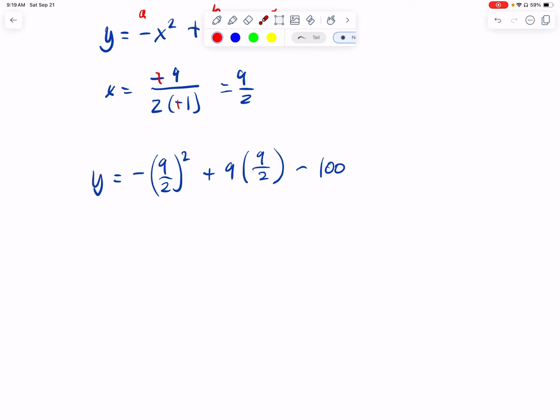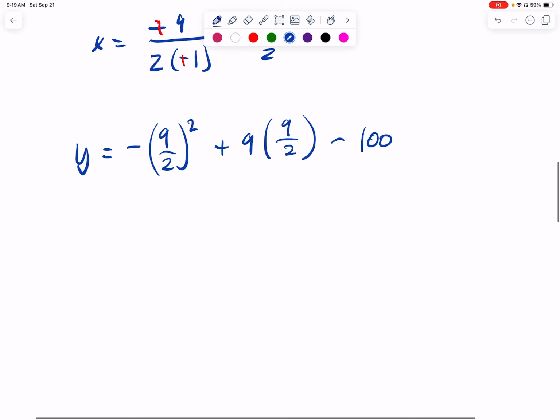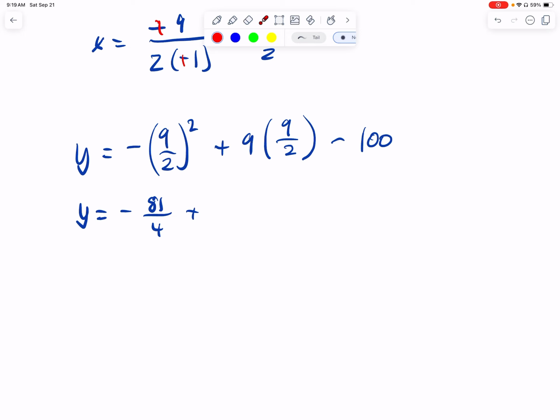Anyway, if I'm working this thing out by hand, I know you see these fractions, you're freaking out a little bit, but don't let them bug you. Whenever I square a fraction, I'm going to square the top and the bottom. So I still have a negative. 9 squared is 81. The bottom squared is 4. And now whenever you multiply a whole number times a fraction, it only goes up top. The reason why is because this is as if it's 9/1, and you do top times top and bottom times bottom. That'll be 81/2, and then minus 100.